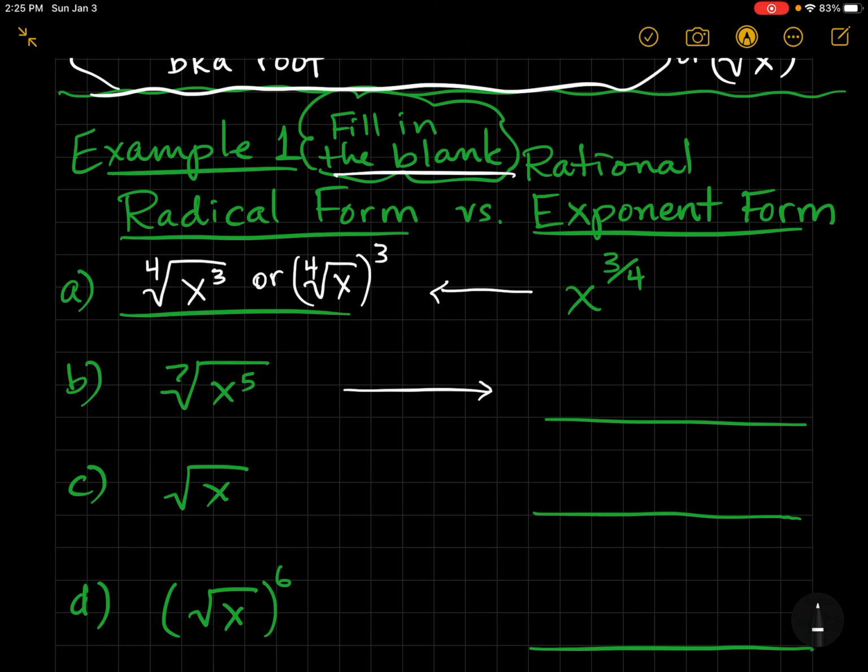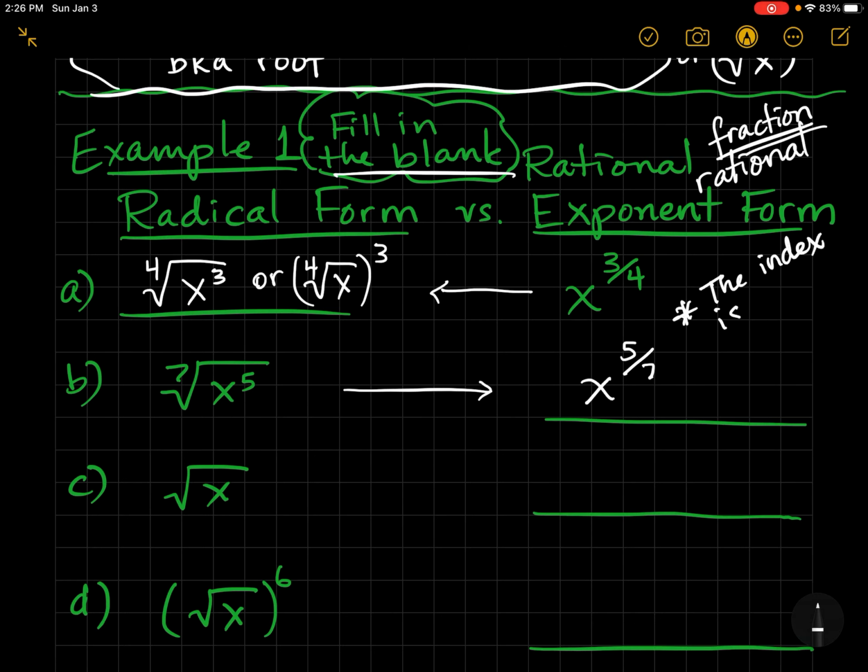Now, we went that way. What if we go the other way? And we want to write it with a rational exponent. Rational simply meaning fraction. Okay? So if you see directions that say write as a rational exponent, this is what you would do. You put the 5 in the numerator and the index is the denominator. The index is the denominator. Very important.